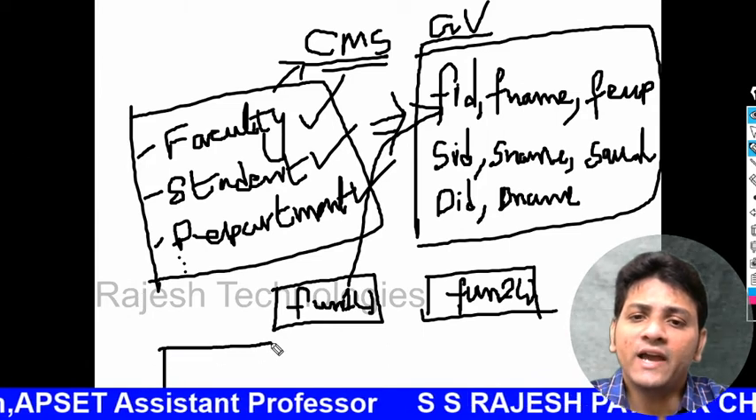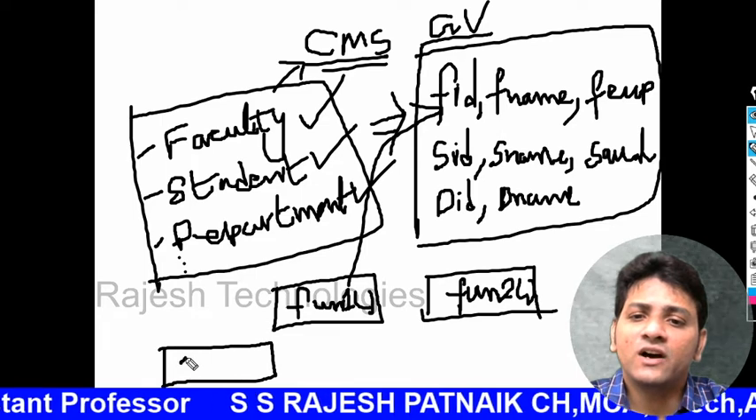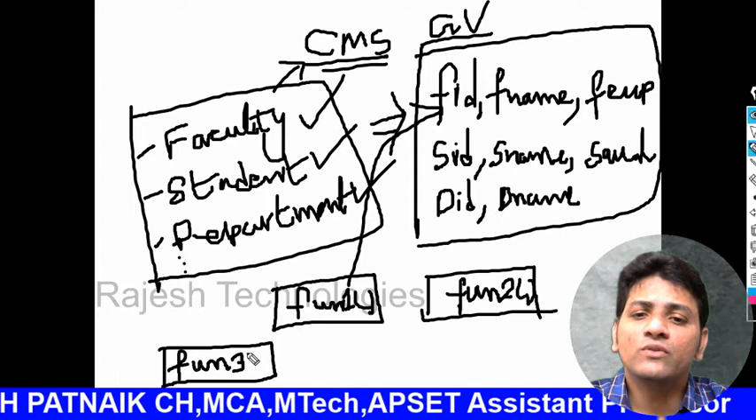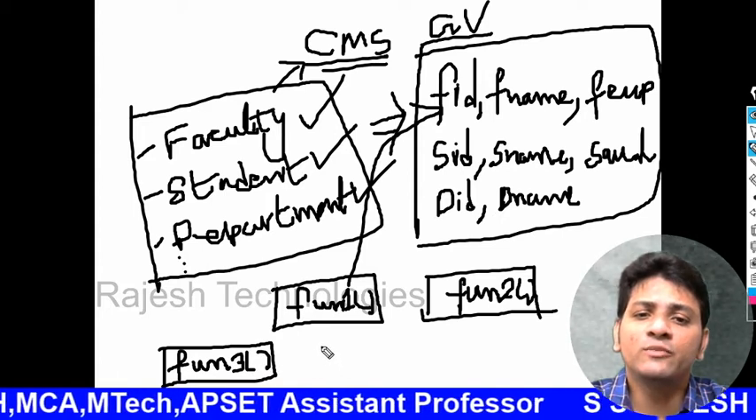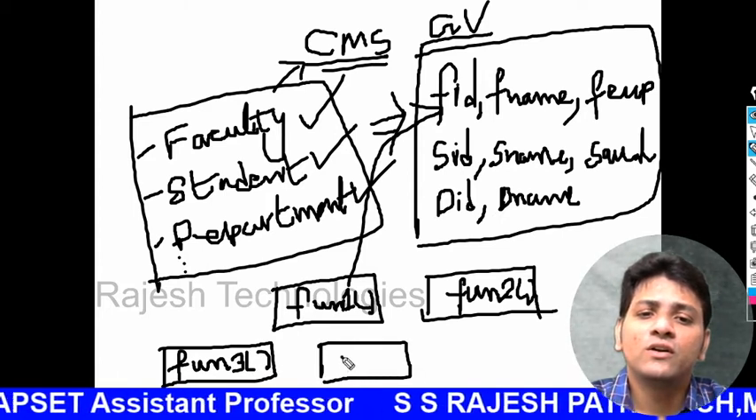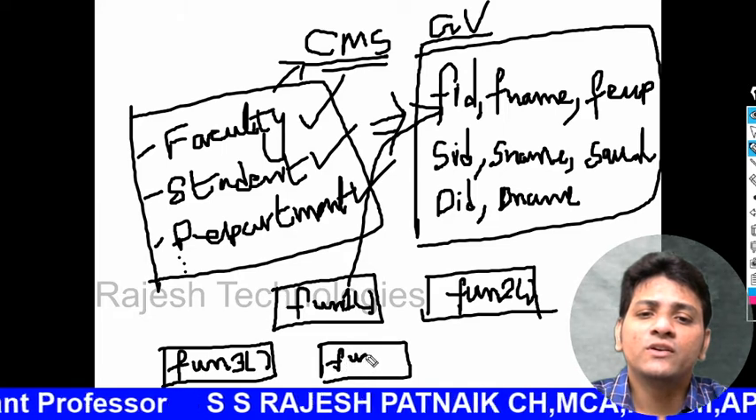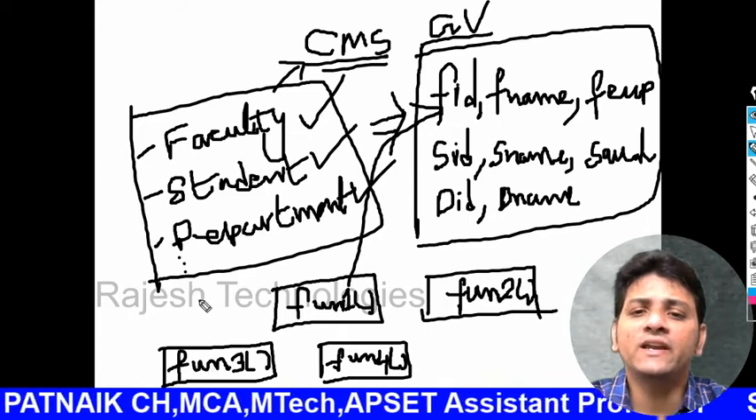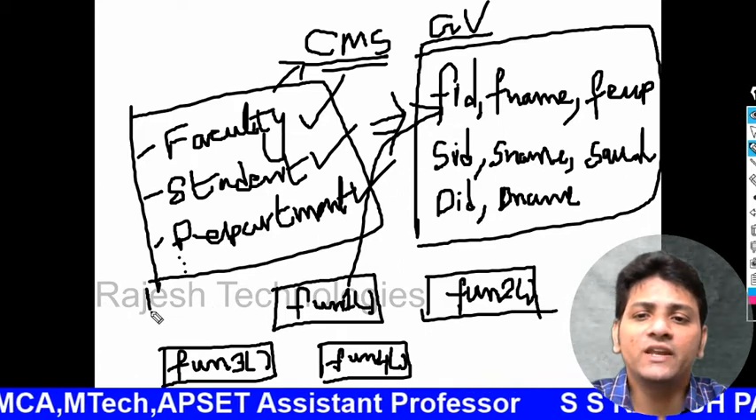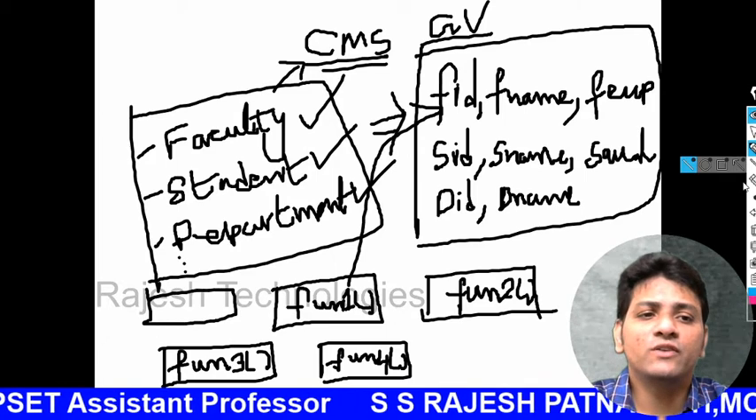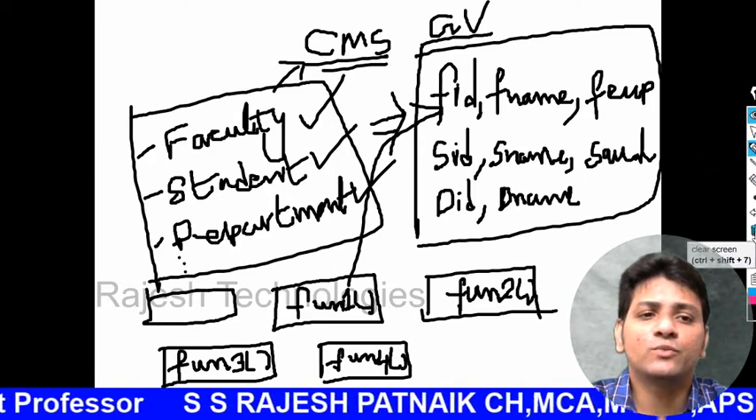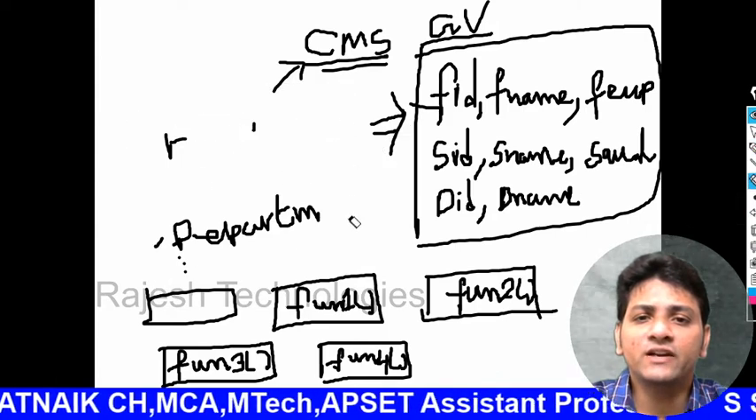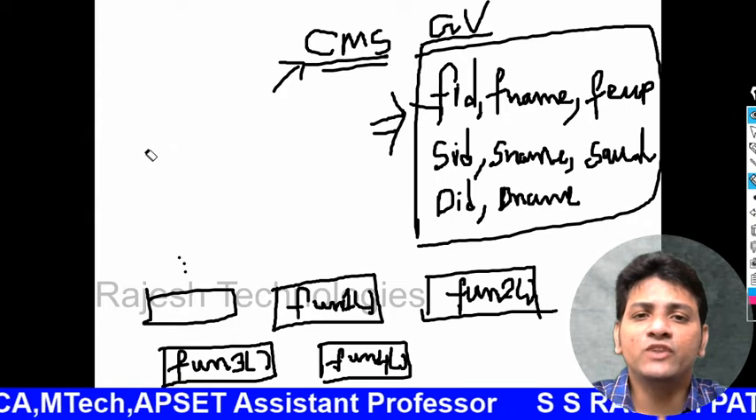Similarly I have some more functions. For example, function 3 is used to accept the details of student. Similarly I have function 4, which is used to display the details of student. Similarly I can have any number of functions. Now you understand, different types of entities will be there.